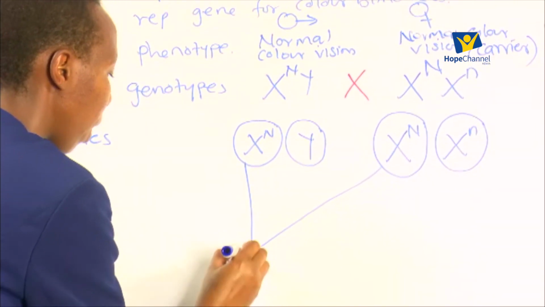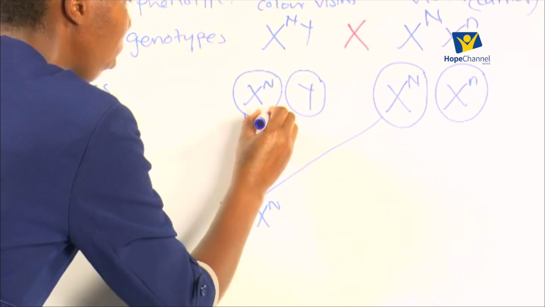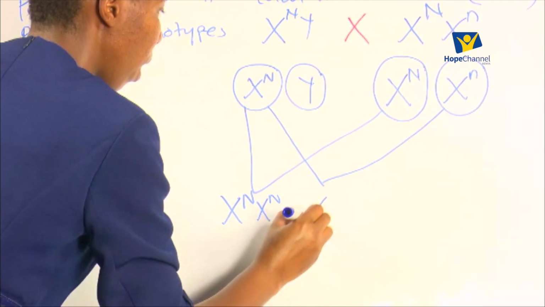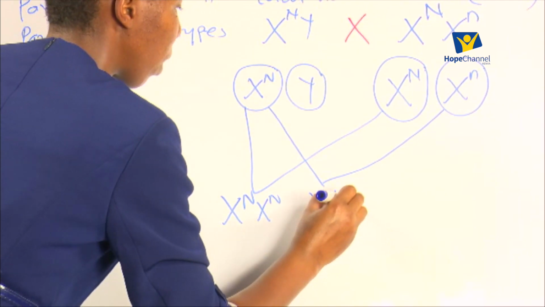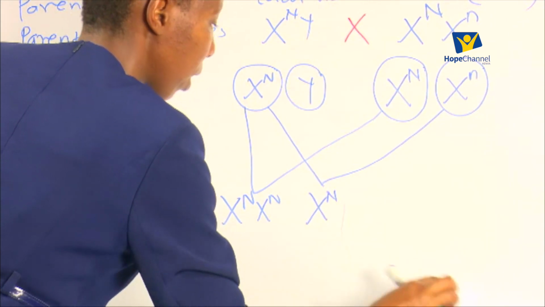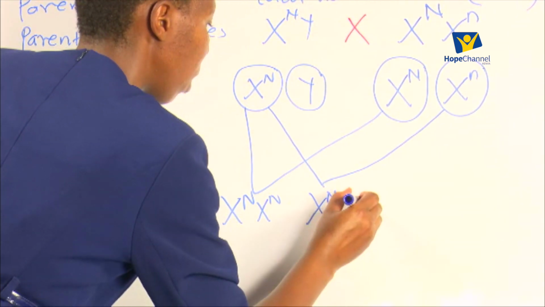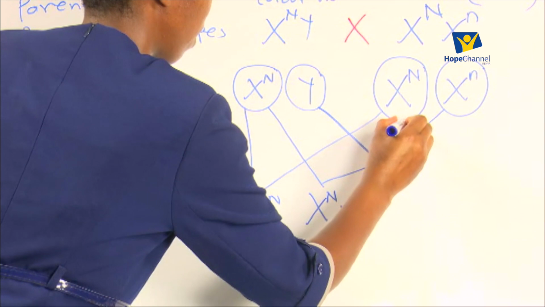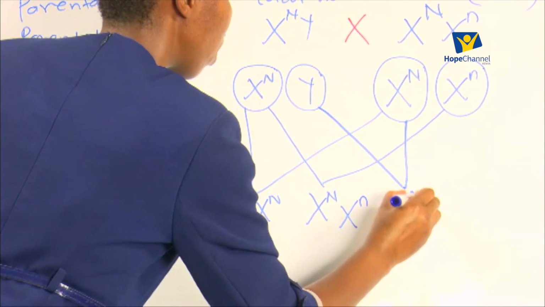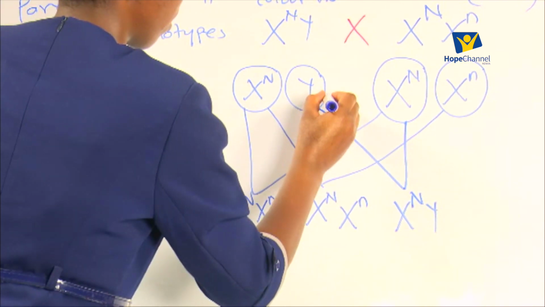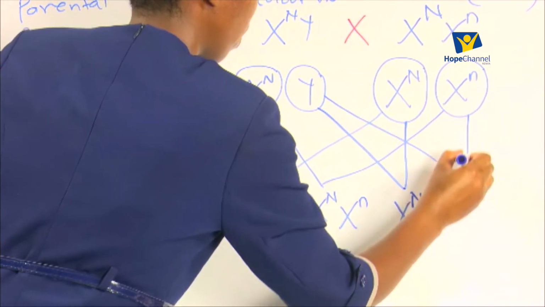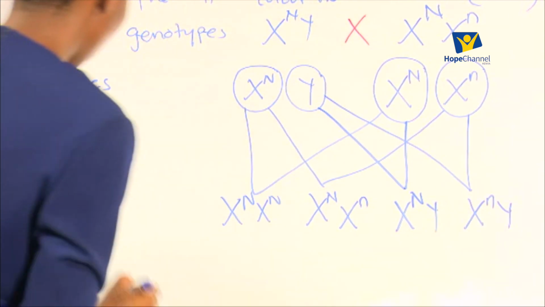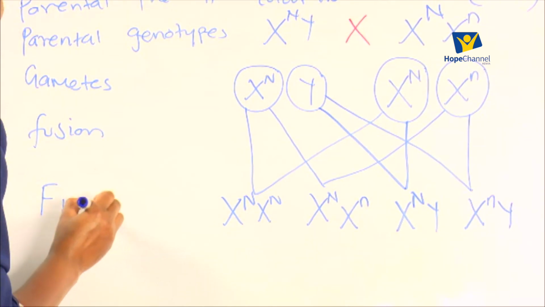So we are going to have a girl who has normal color vision. And this one with this one, we are going to have another girl who has normal color vision, but this time this girl is carrying the recessive gene. So we show it there. Then we are going to have another one. So this one will be a boy with normal color vision, and then this one will be another boy who is color blind. So this is our F1 genotype.